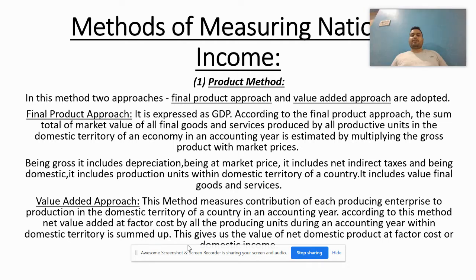Then the second approach is the value added approach. This method measures the contribution of each producing enterprise to production in the domestic territory of a country in an accounting year. According to this method, net value added at factor cost by all the producing units during an accounting year within the domestic territory is summed up. This gives us the value of net domestic product at factor cost, or domestic income.